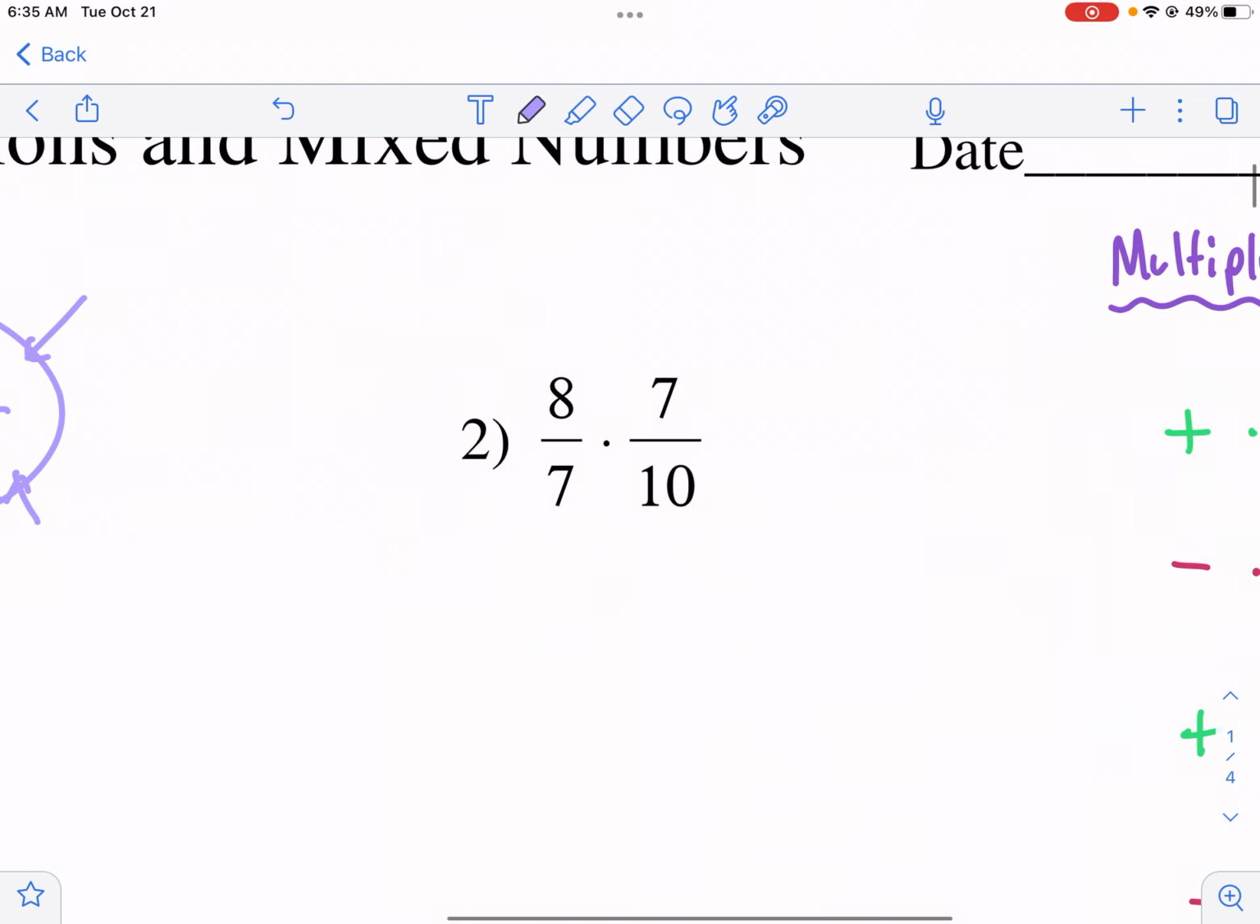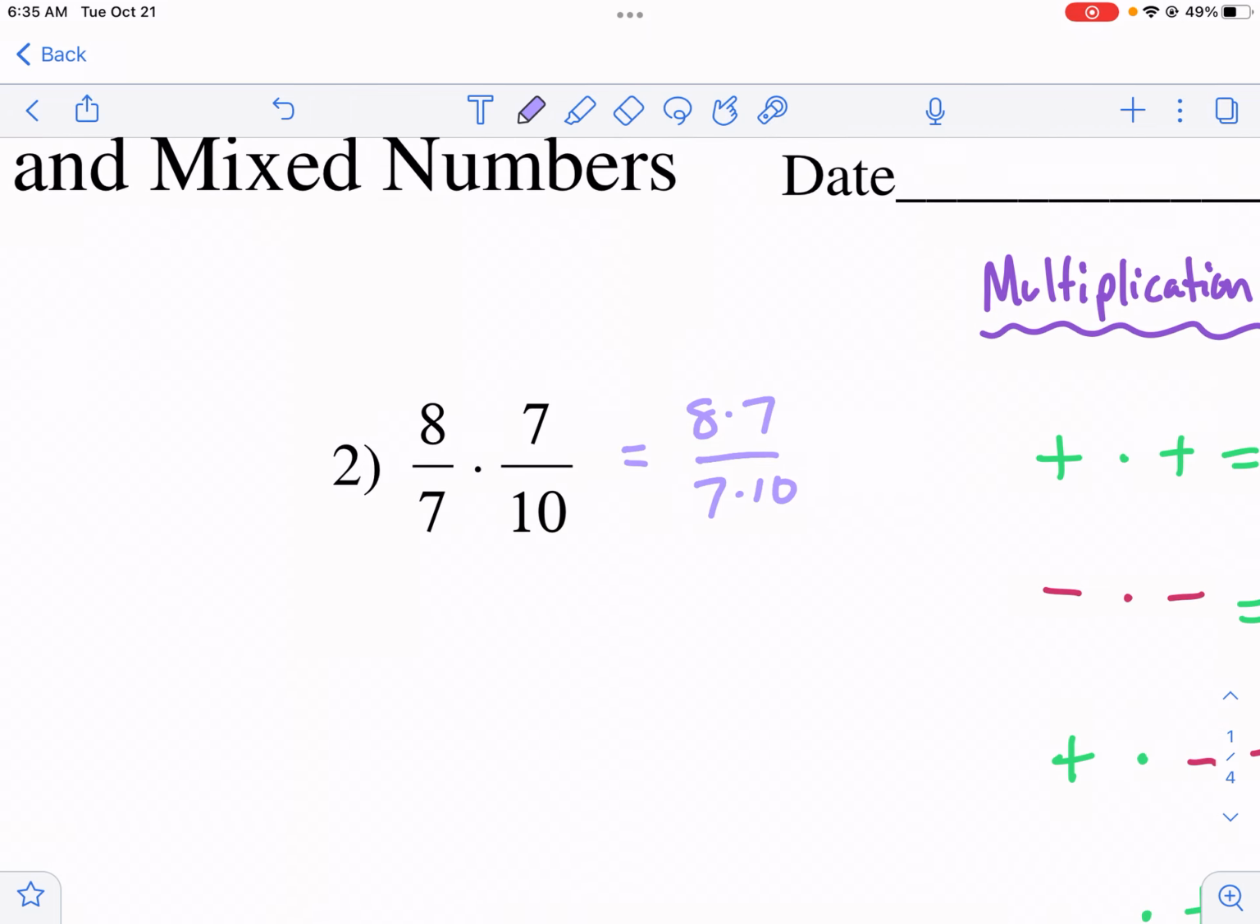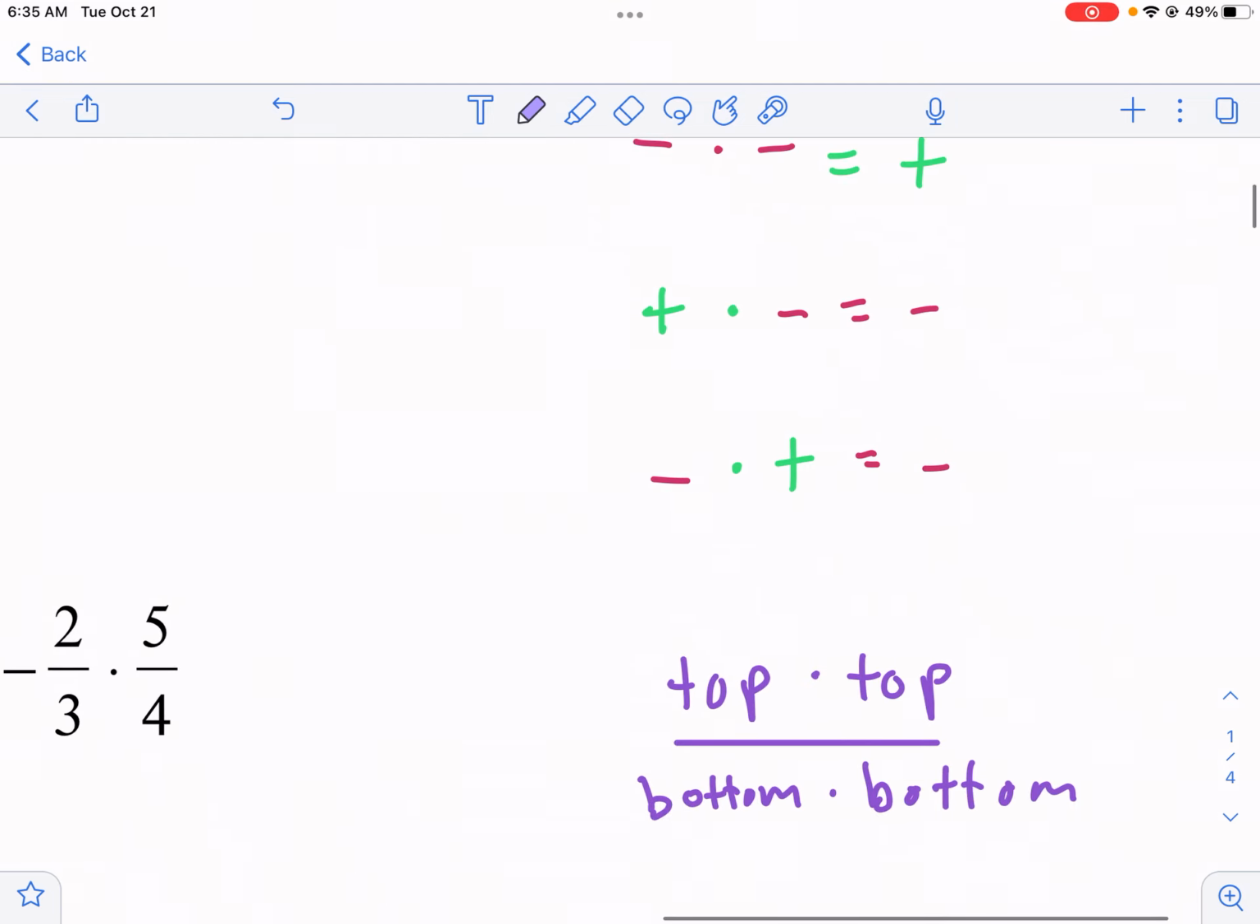Let's look at number 2. We have 8 times 7 in the top and 7 times 10 in the bottom. For those of you who are advanced, you're going to notice that I'm taking a long way about it, but I'm going to show you that there's a process to this. So I have 56 in the top and 70 in the bottom. That's what happens when I multiply, but you'll notice that I have a common factor.